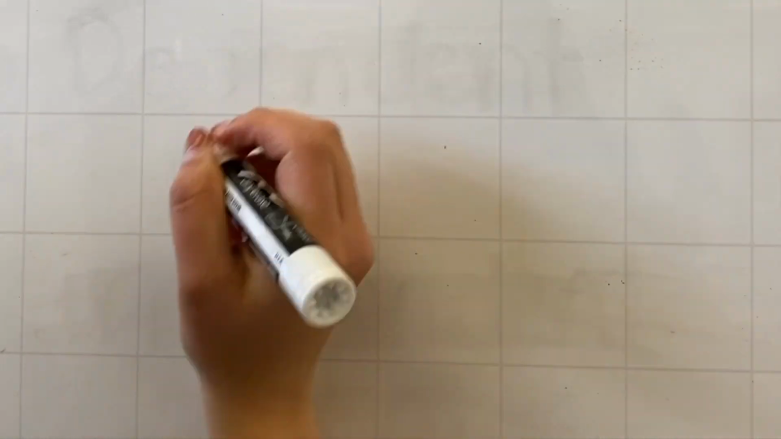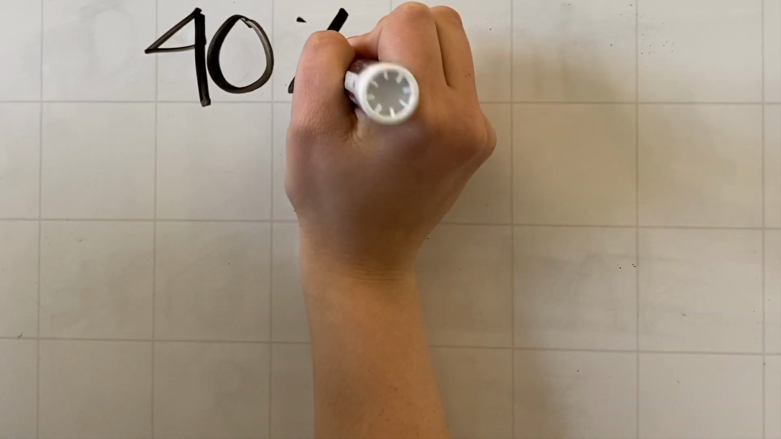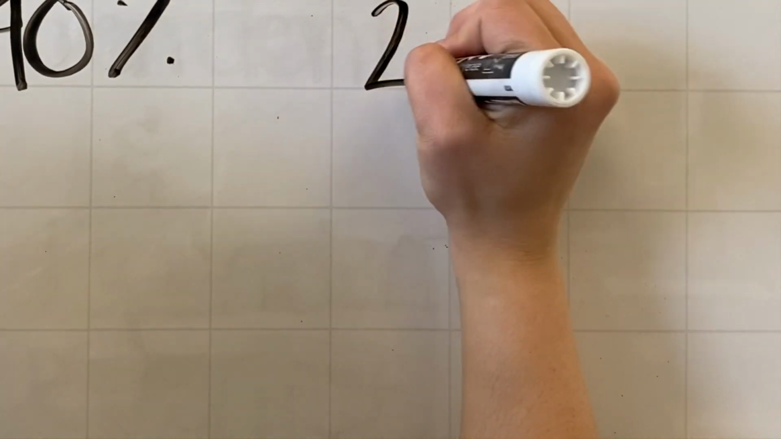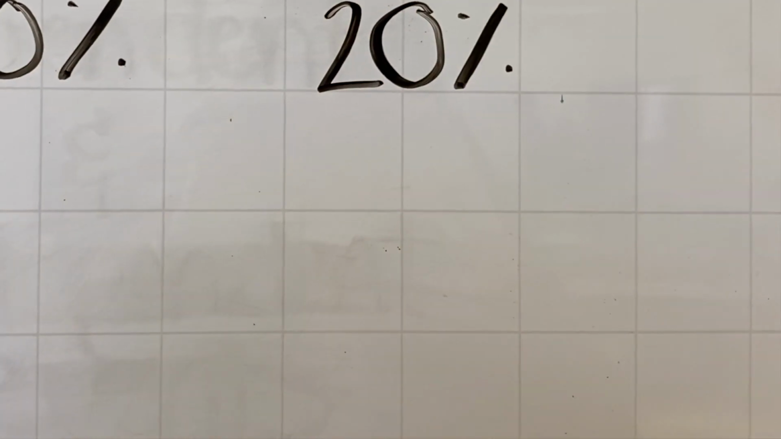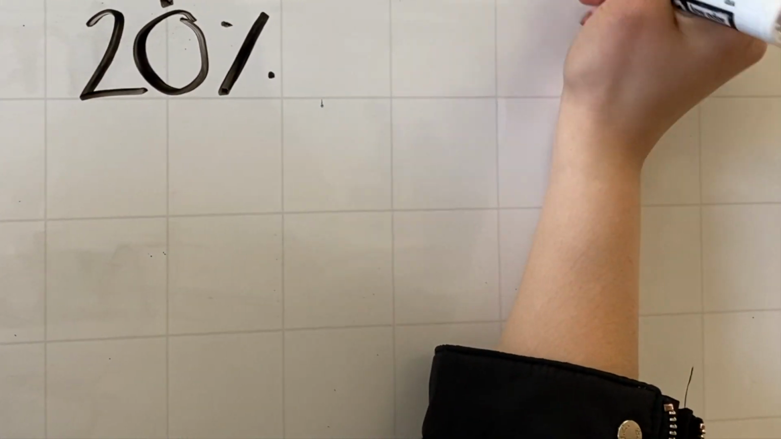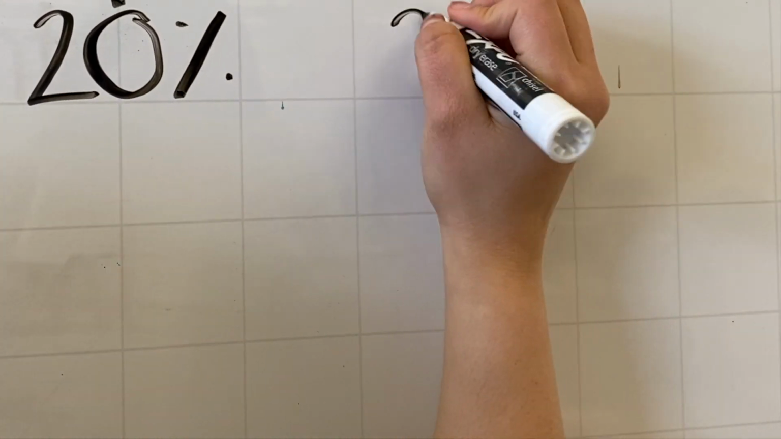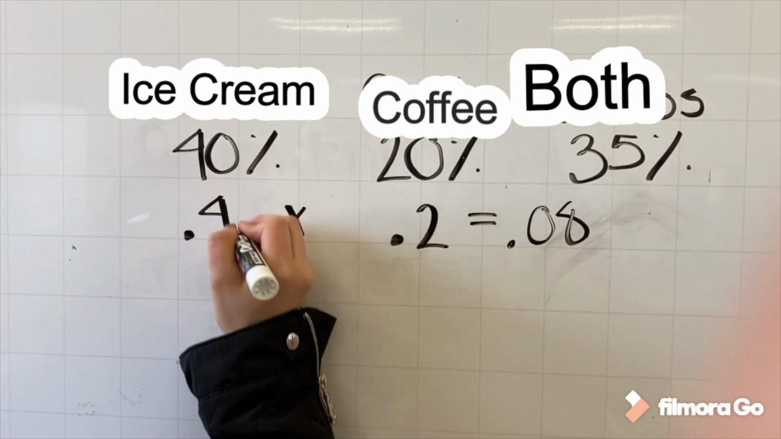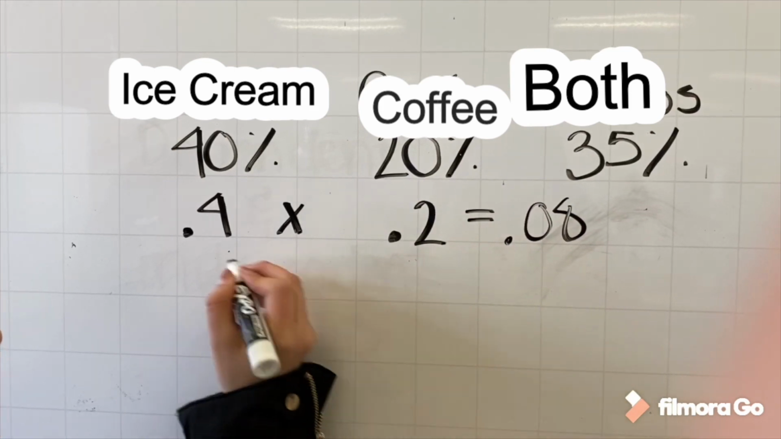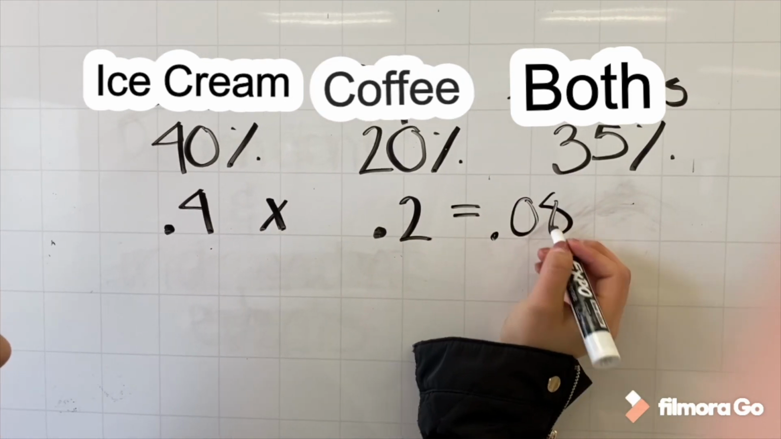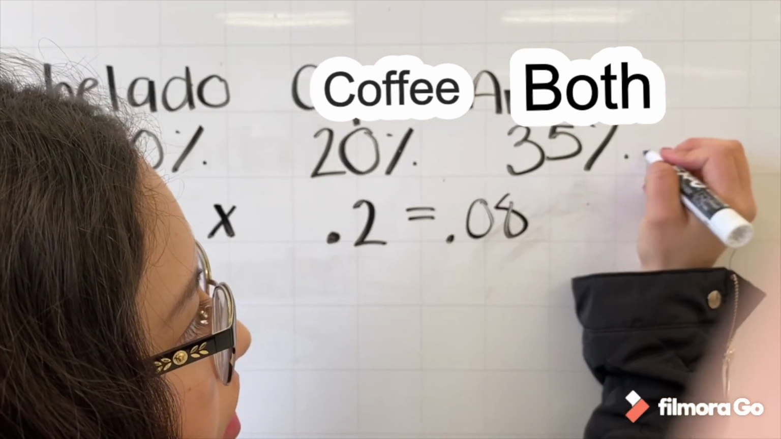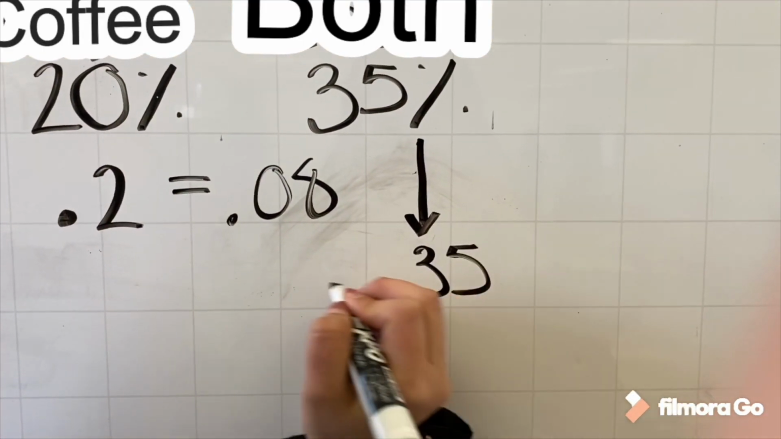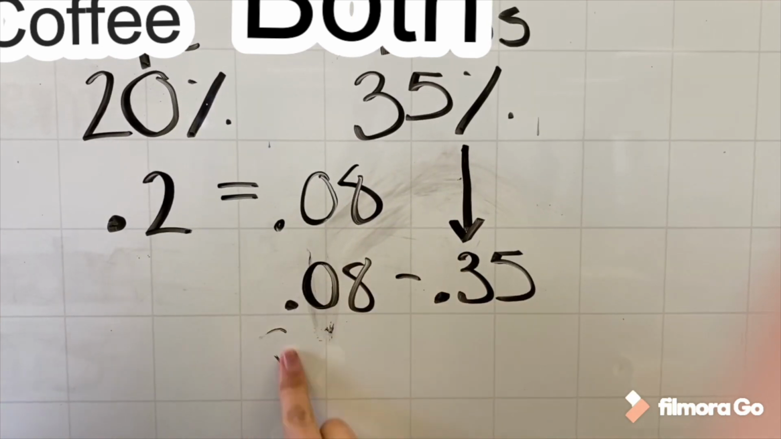The probability that Jose eats an ice cream is 40%. And the probability that he drinks a coffee is 20%. And the probability that he takes both is 35%. Now we have to convert the percentage into decimals, like 40% into 0.4, 20 into 0.2. Now we have to multiply those values, and that gives us 0.08. Now we transform the 35 from the both, and it's 0.35.